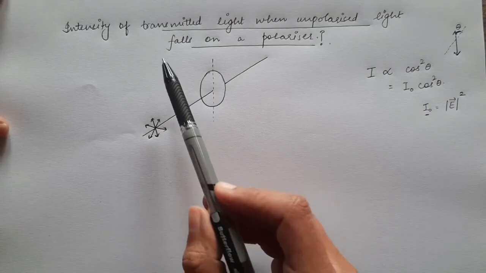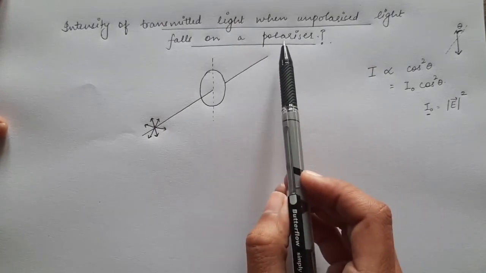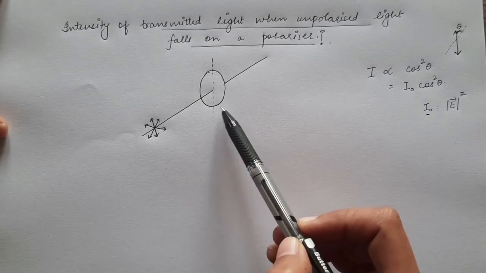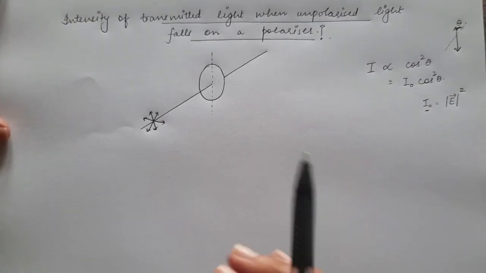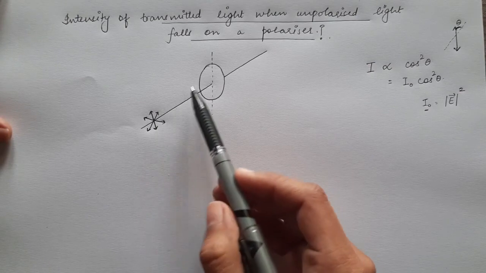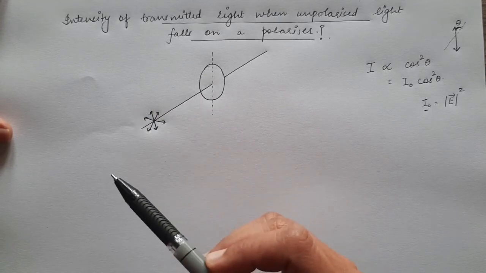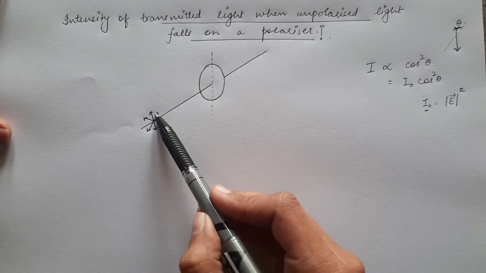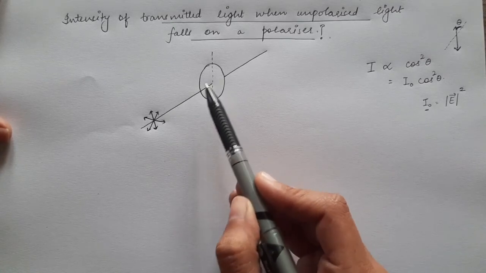So what will be the intensity of the transmitted light when unpolarized light falls on a polarizer? To solve this problem, we know that the angle theta varies. In the case of unpolarized light, the angle which the electric field makes with the transmission axis is different for different planes of vibration. If you take this plane of vibration, it will make a certain angle. If you take this plane of vibration, it will make another angle with the transmission axis. So the angle theta is different.